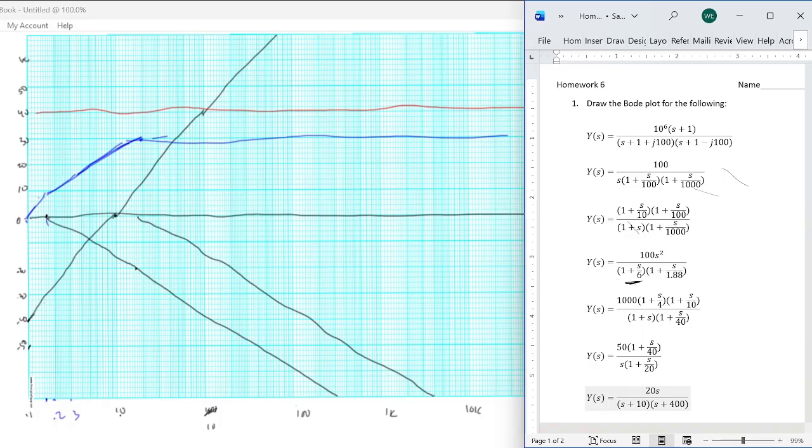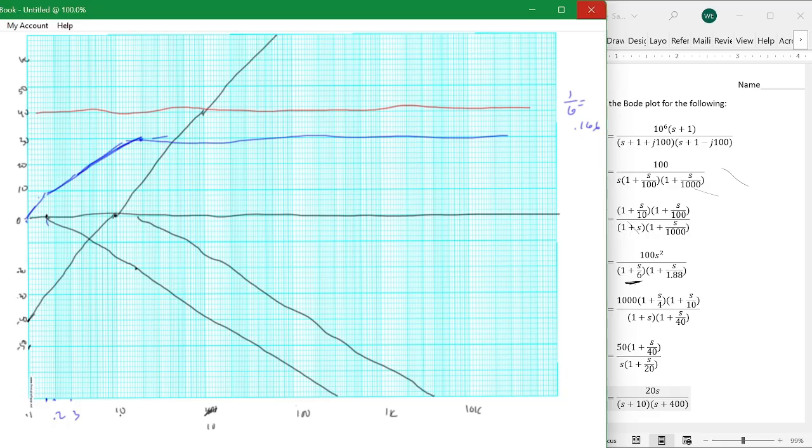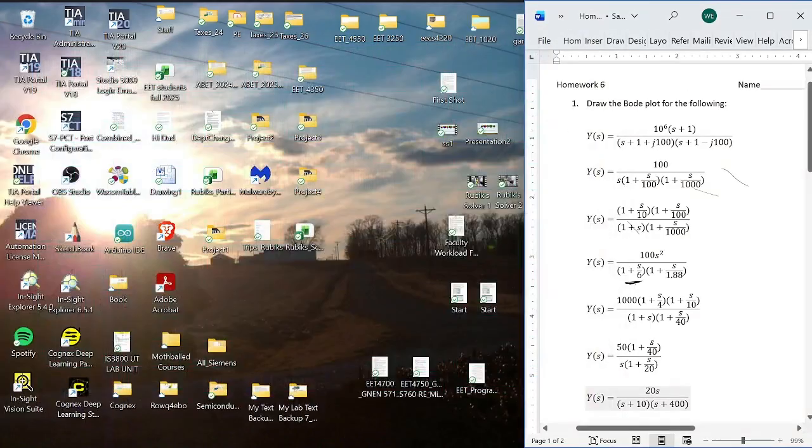When this gets to 6, this one does not go at 1/6. This goes at 6. This goes at 1/1.88. So it's what's in the denominator, and I forgot about that. It's what's in the denominator is where it goes. I'm sorry. This line is wrong. I'll do it again real quick. I did it wrong. Sorry about that. We'll get it.